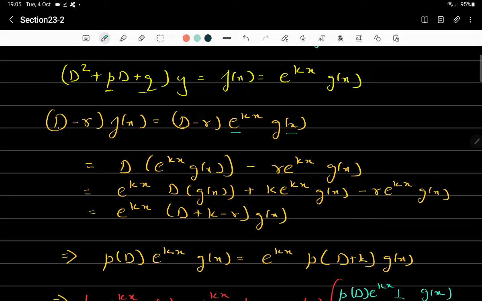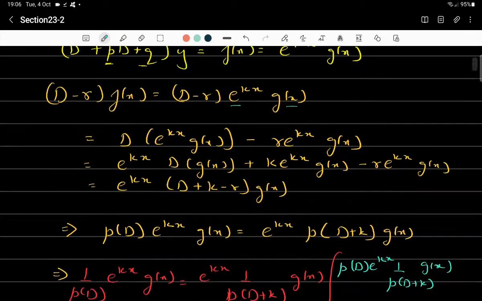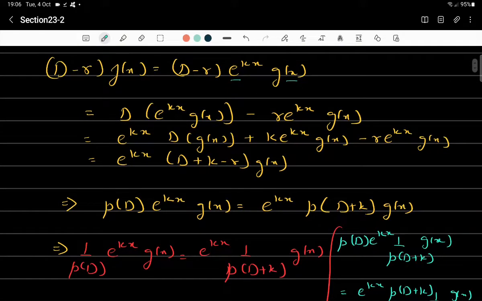It means that if I apply p of d to e raised to the power kx g of x, then I can simply write it as e raised to the power kx taking it on the left hand side, and then replacing d by d plus k and applying p of d plus k on g of x. Very interesting approach.